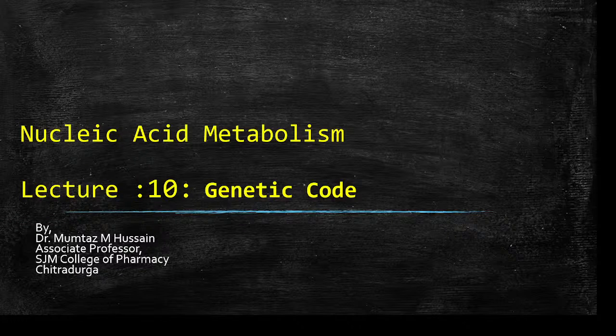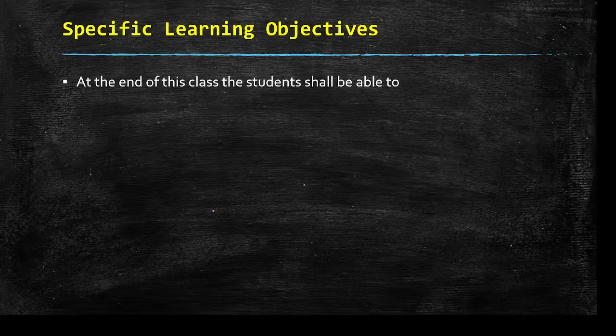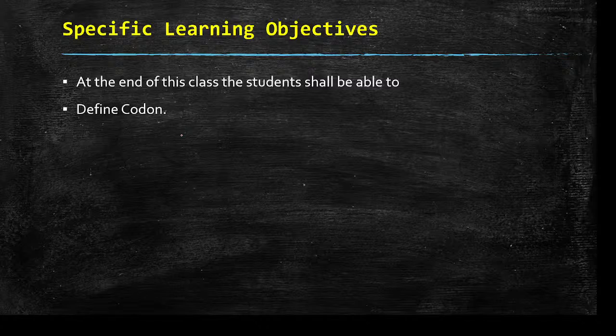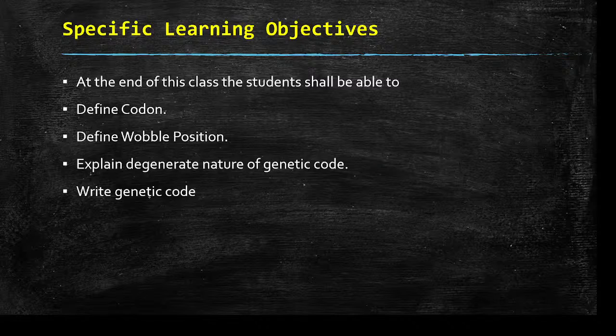Welcome to medicinal biochemistry class on nucleic acid metabolism. Today we will learn about genetic code. At the end of this class, the student shall be able to define codon, define wobble position, explain degenerate nature of genetic code, and write the whole genetic code.